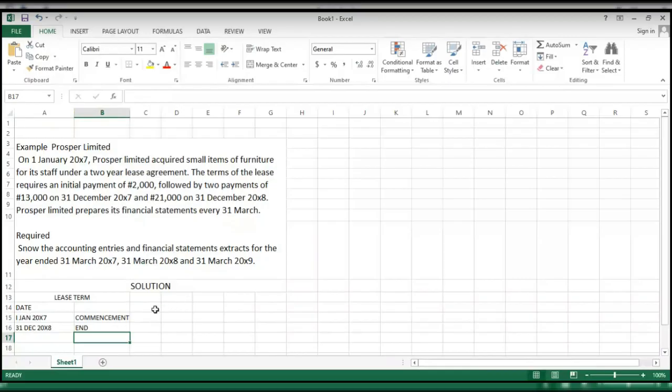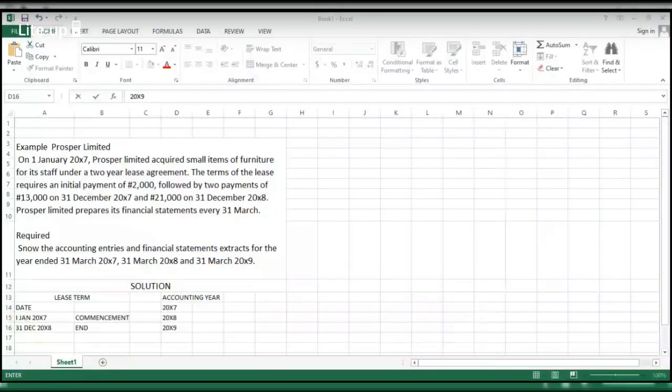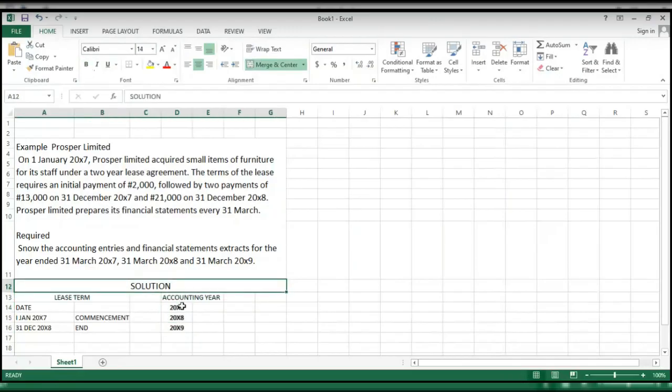However, the accounting year, let's have that here. The accounting year of the company is what? 31st March. So 20x7, 20x8, 20x9. Please let me check. Okay, 20x9. So these are the accounting years we are going to be working with, and we want to allocate these lease payments to them, based on the accounting year, 31st March.